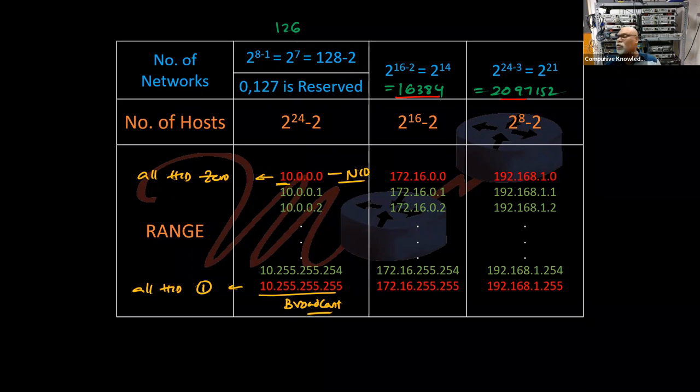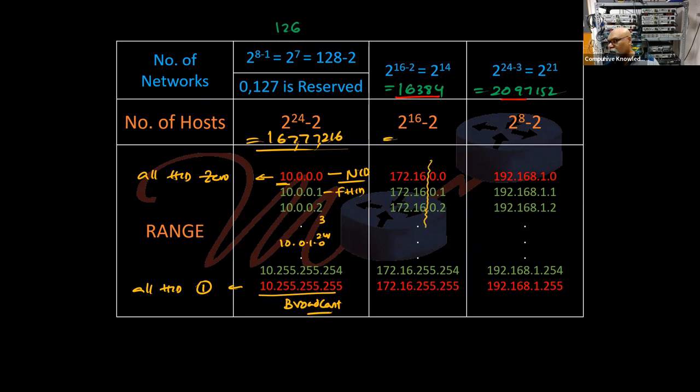We don't use it. So this will be your first host ID. See, it will go up to 0, 1, 2, 3, up to 255. Then 10.0.1.0 like that. So total number will be 2 power 24 minus 2. Right? 16777216. That will be the number. Right?